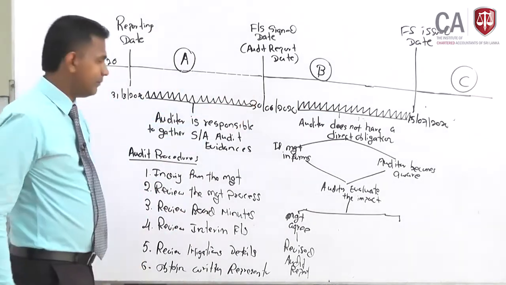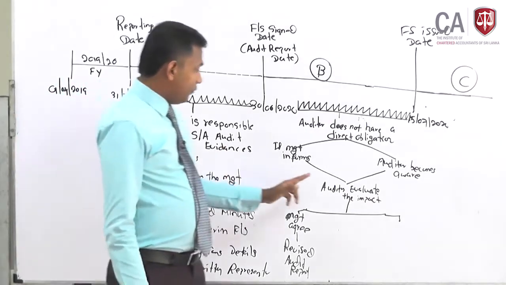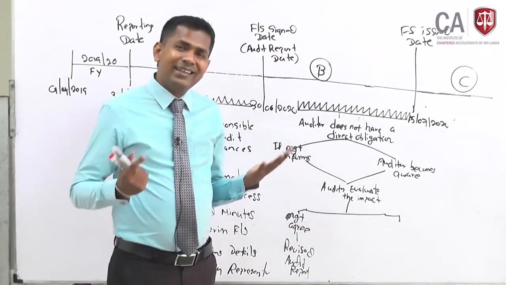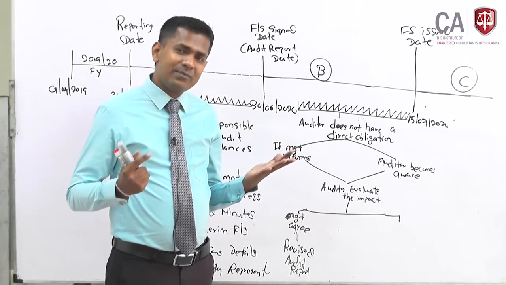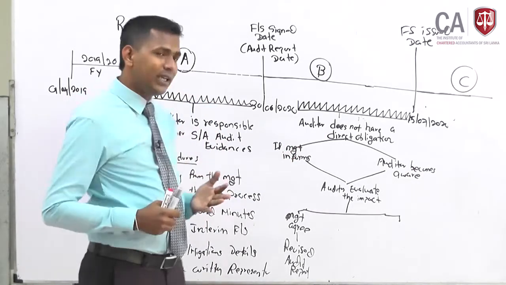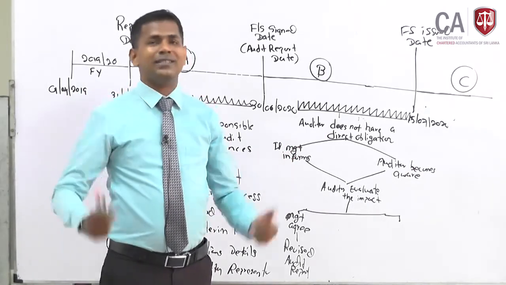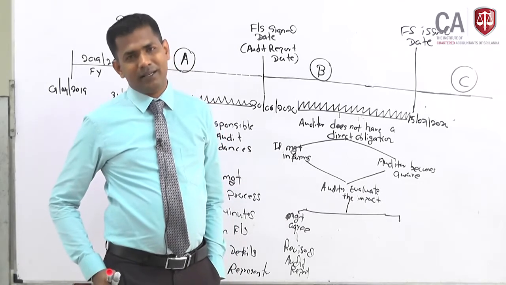Now, the auditor evaluates the impact, and there is an impact to be adjusted in the finance statement as of 31st March 2020, but the management refused to adjust. Now only the problem starts.